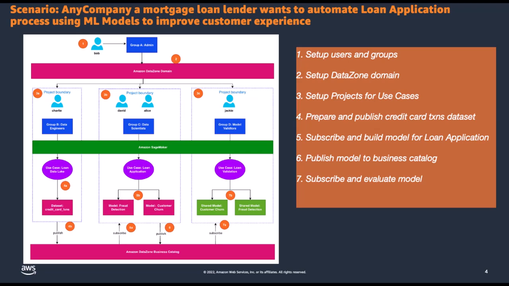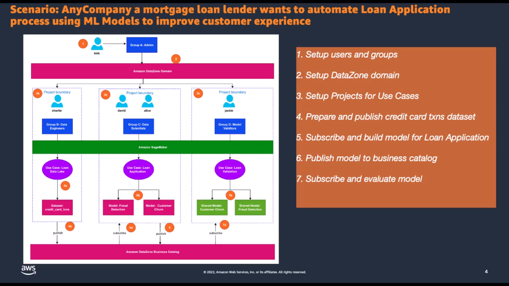First, admin starts by setting up users and groups in their identity provider and syncing them with IAM Identity Center. Second, they set up a DataZone domain, which is a construct to organize your assets, users, and their projects for a line of business. Third, they set up projects for their use cases. A project is a construct for grouping users, environments, data, and tools with a unified permission model.